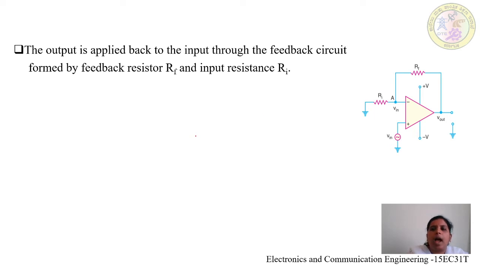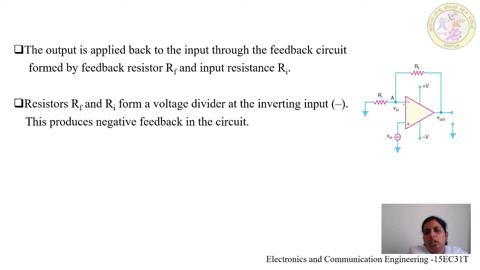The output is applied back to the inverting terminal, because it is negative feedback. In the operational amplifier, we use negative feedback: a part of the output is fed back to the input. That is, Vout is fed back to the input through the feedback resistor and the input resistor. If you look at the feedback resistor and input resistor, they form a voltage divider circuit at the inverting terminal.